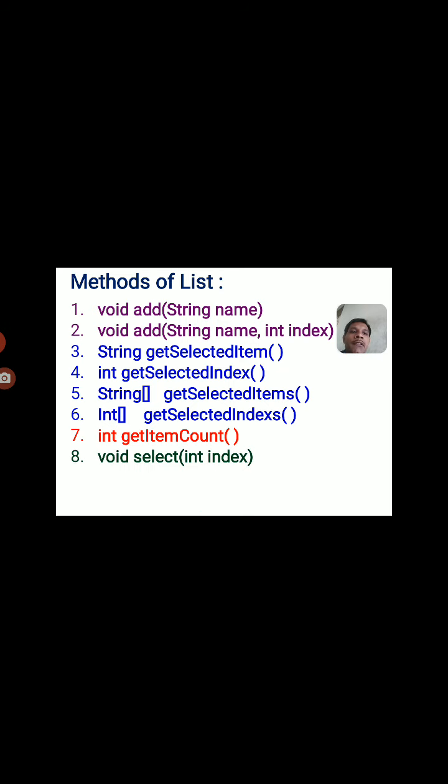Next is void select. This method is also used to select the specified atom. By default, the user can select any one atom from the list. But if we want to select a particular atom from the list by default, the select method is used. Suppose I want to select the third atom from the list. We can use this method like this: L is the object of the list, L dot select, in brackets, third. So it will be selected by default. It will automatically select the third element which is present in the list control.